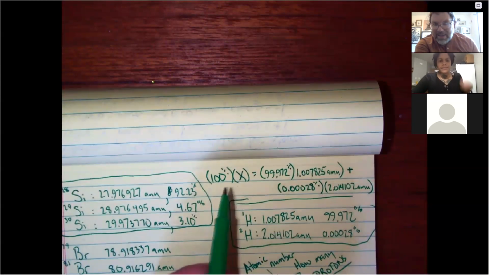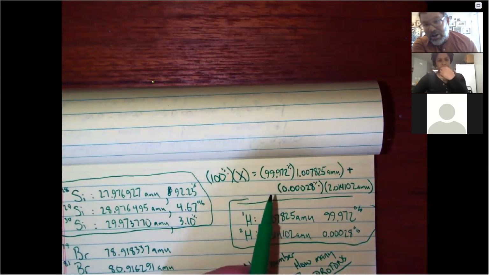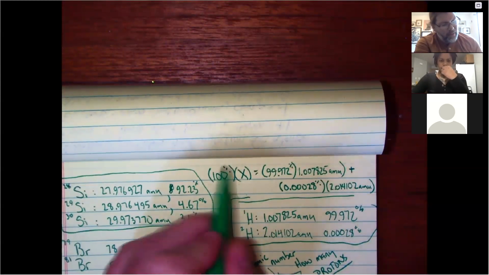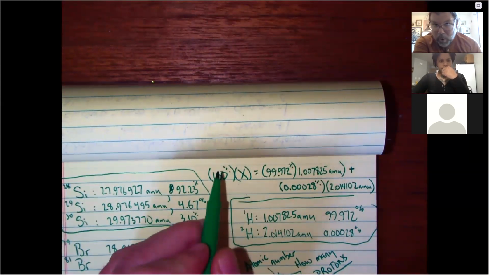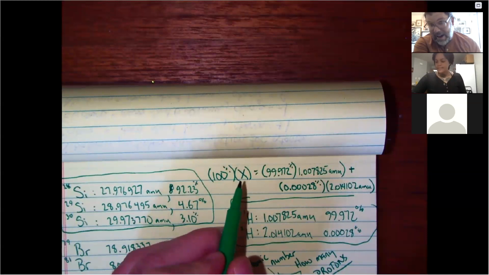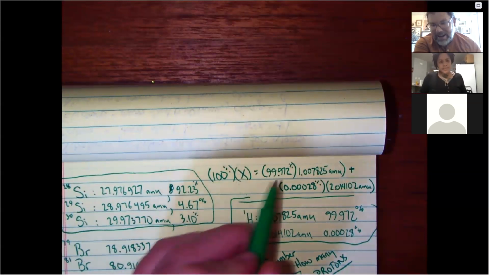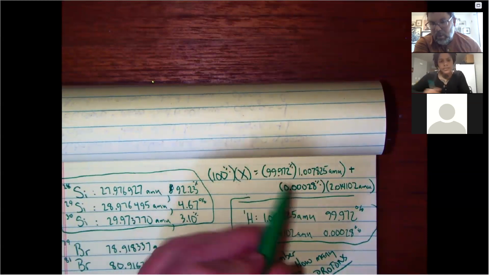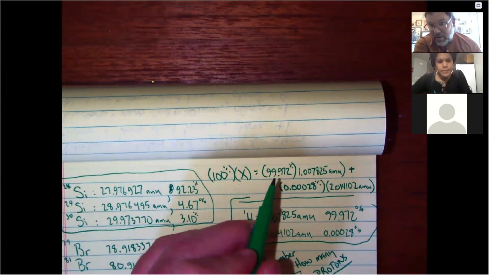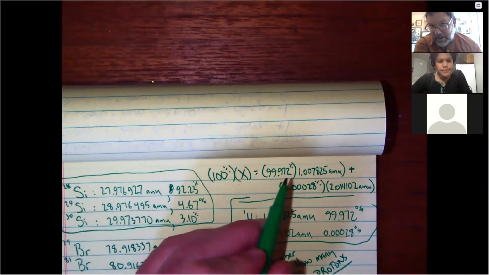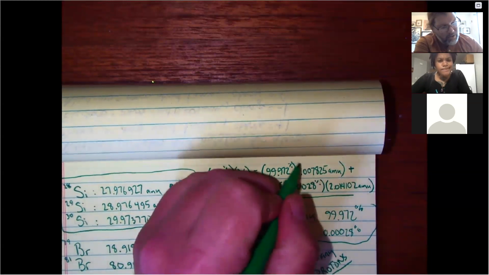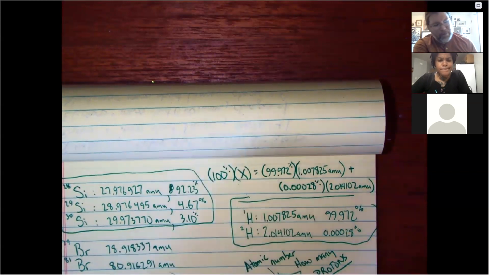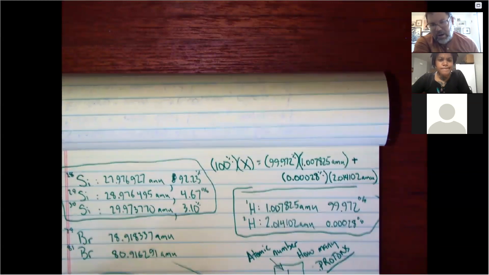You could also set this calculation up with fractions instead. So the whole pile of hydrogen atoms, so just one instead of 100%, have this average atomic mass. And instead of percentages, we would use the fraction of each one of these. So the fraction corresponding to this would be 0.99972 times 1.007. All right. So I'm just setting this up as percentages because it's a little easier to understand.